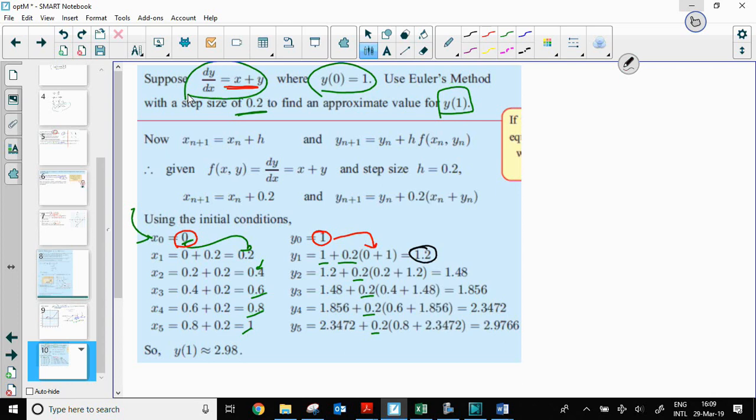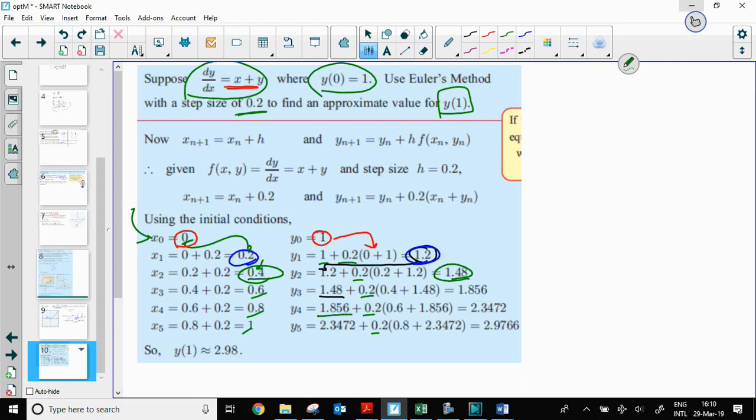Now I want to find the next y value. It's going to be 1.2 plus h, which doesn't change, and then I'm going to add 0.2 plus 1.2. Why is that? 0.2 plus 1.2. Simplify, we get 1.48. Next y value. We start with 1.48 plus 0.2 times 0.4 plus 1.48. That gives us 1.856. We do that again.